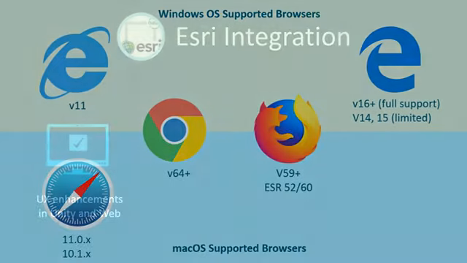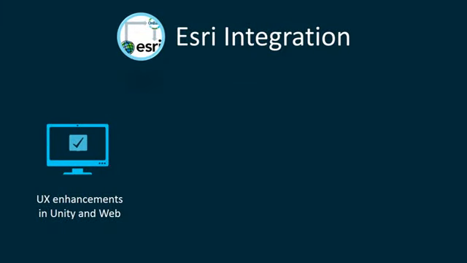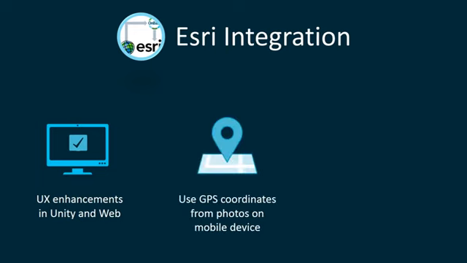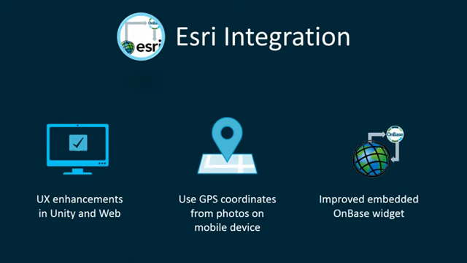In our Esri integration, we've added multiple user experience enhancements building on improvements in OnBase 17. For example, we are expanding support for OnBase feature layers as we display OnBase documents as a layered map, and we'll see an example of this in a second. We're utilizing the GPS coordinates from the mobile device at the point of image capture, and we also have an improved OnBase widget in Esri.